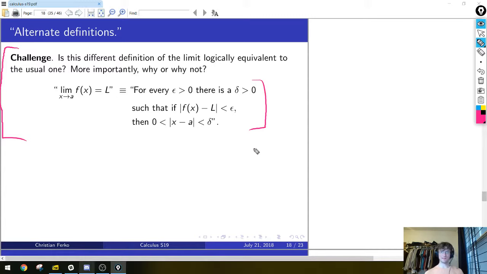But anyway, ignoring that, what is different about this from the usual definition?